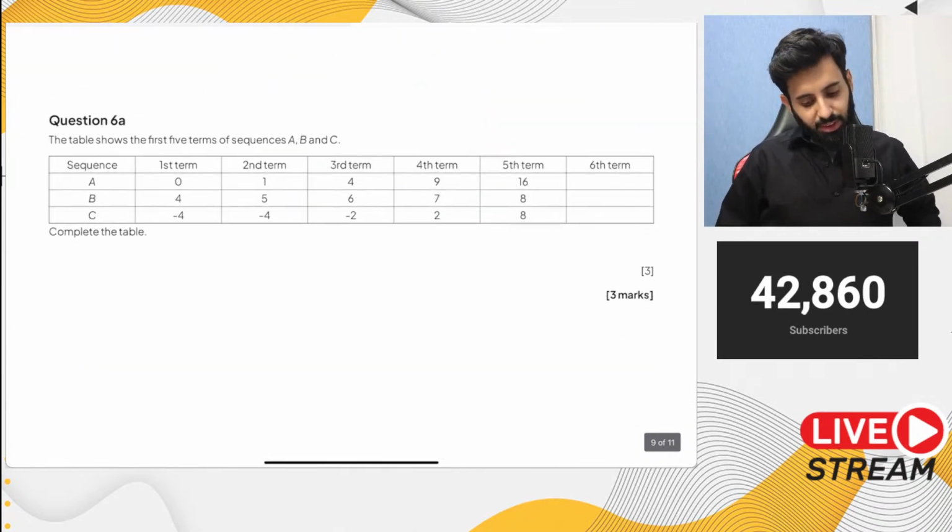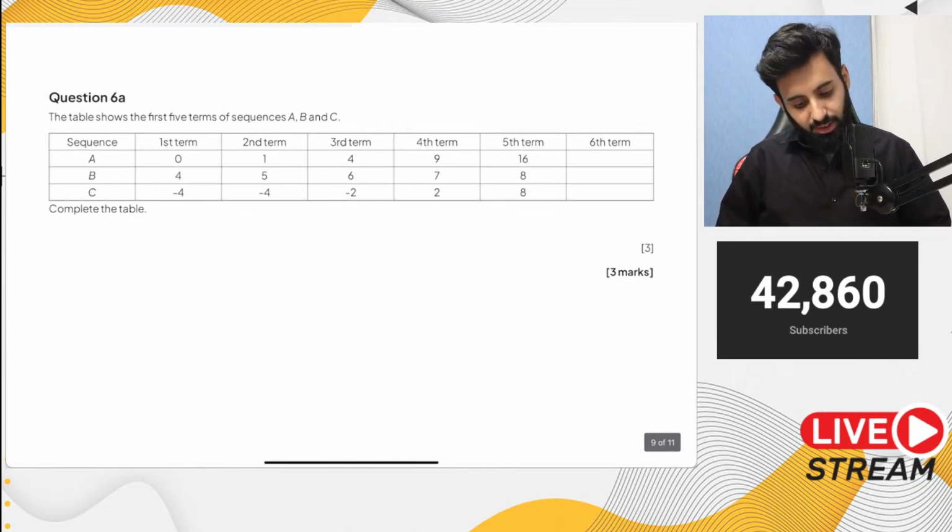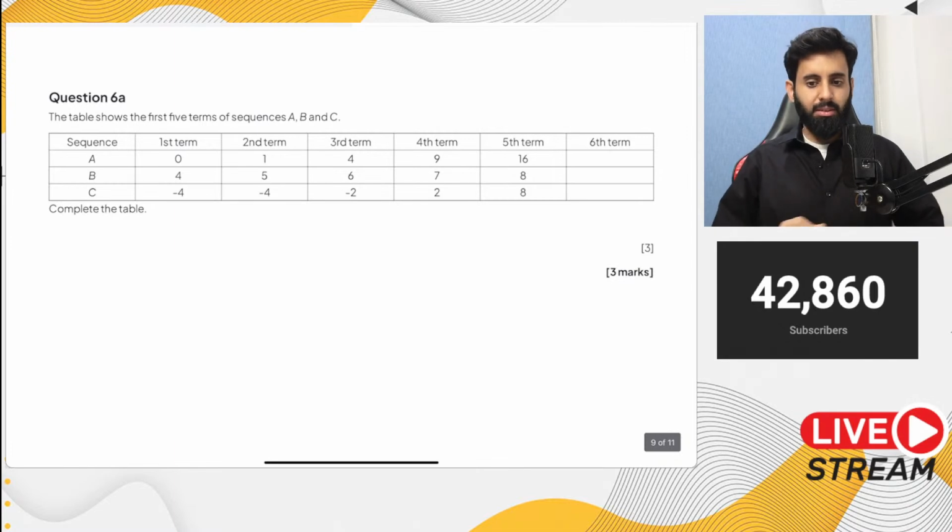The table shows the first 5 terms of sequences A, B, and C. So you have sequence A, sequence B, and sequence C. Complete the table. So how about you guys try this question? I'll give you guys 2 minutes.